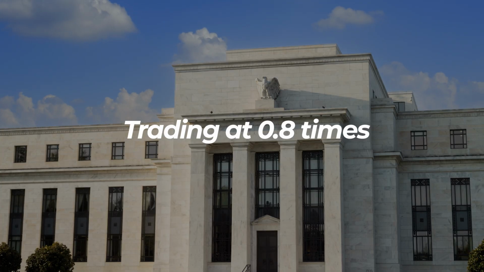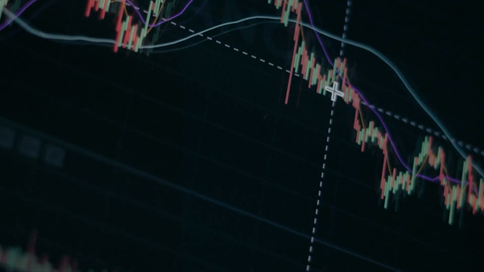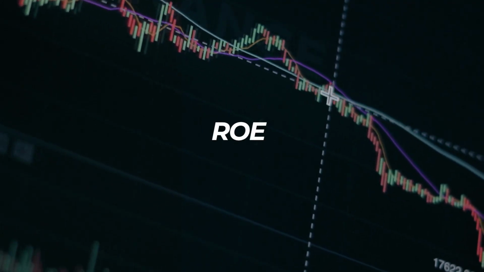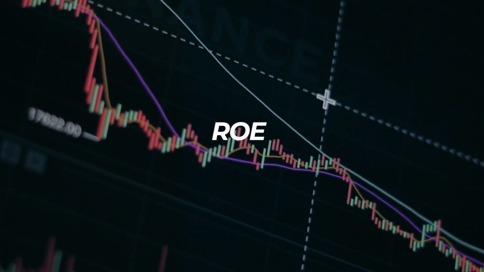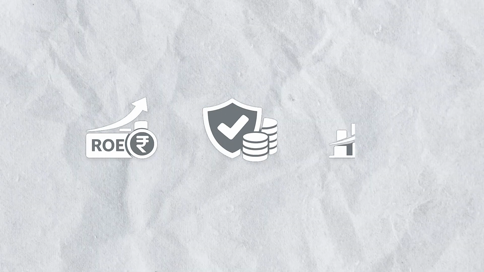A bank trading at 0.8 times book may look cheap, but if ROE is weak and NPAs are high, the valuation may be justified. On the other hand, a bank trading at 2 times book may still be attractive if ROE is high and stable. So always link PB with ROE, asset quality, growth, consistency. Valuation without fundamentals is incomplete.